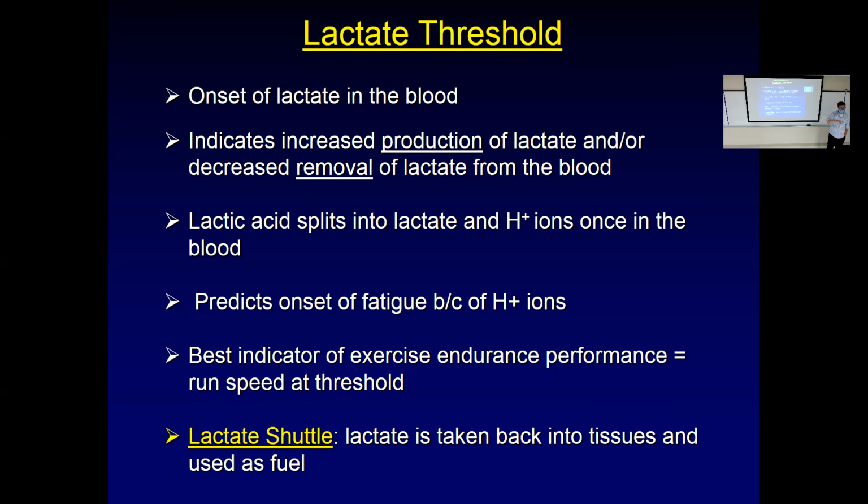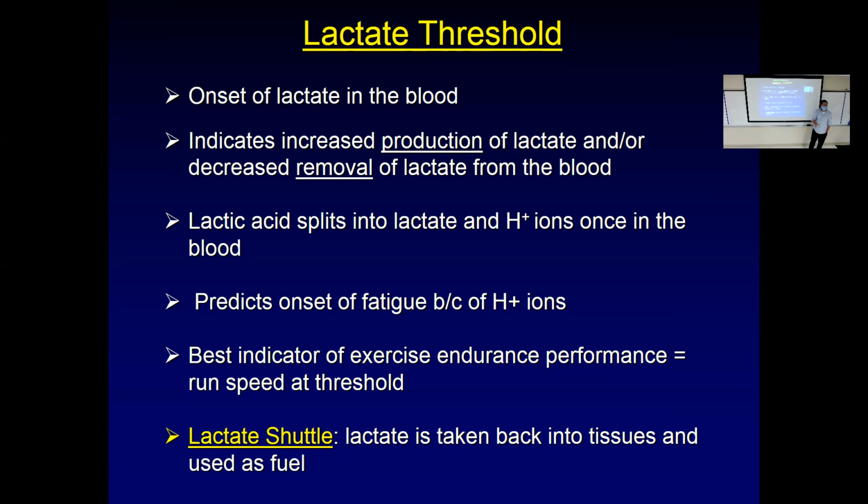Walking, jogging briskly, jogging very vigorously. At some point, the energy demand in your muscles is going to increase enough that we're going to begin to see a rise over resting levels in lactate in your blood. That is termed the lactate threshold.